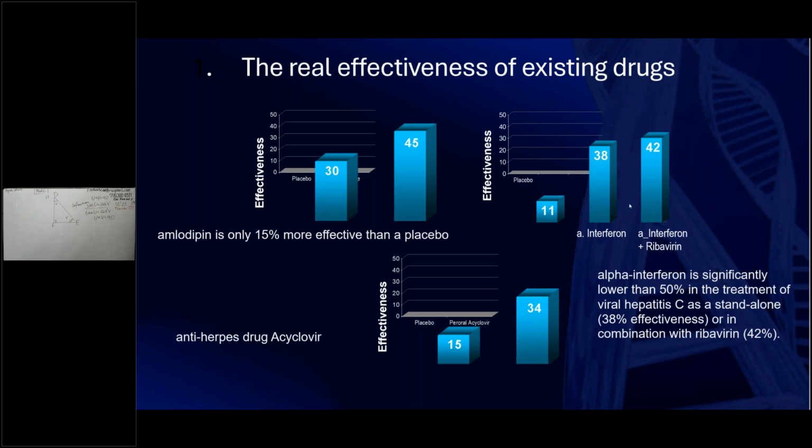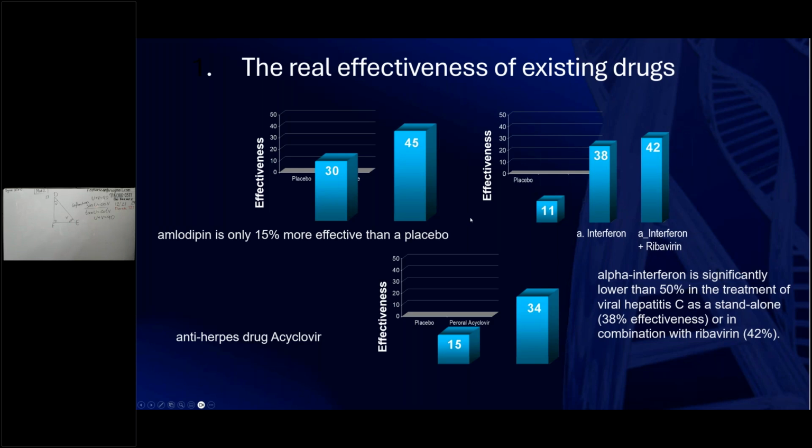Okay, next one. Placebo 38, and effectiveness just 42. Anti-herpes: placebo 15, effectiveness is 34. Imagine you get an SAT 34%. Will you be happy? In many cases, a medical drug does not work at all. And this is placebo, when people get an imitation of a pill and you think you get the pill. There's almost no difference here at all.